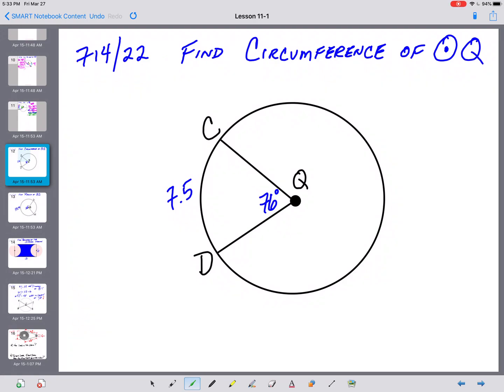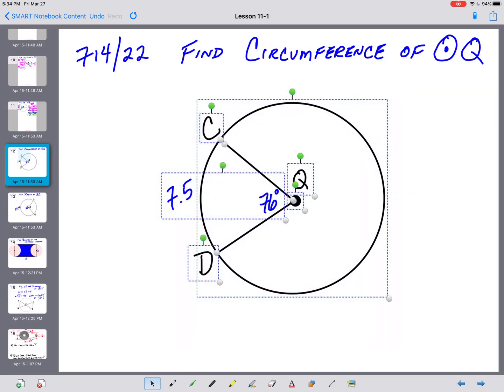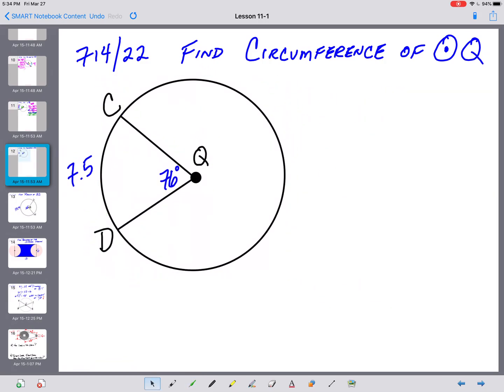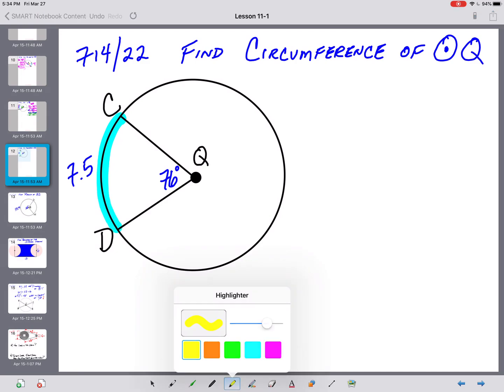This is part 2, going over geometry homework, page 713. We're on problem 22. Let's see what we've got here. It says, find the circumference of the circle. Well, what do they give us? They're giving us the arc length, and they're giving us what else? The central angle.